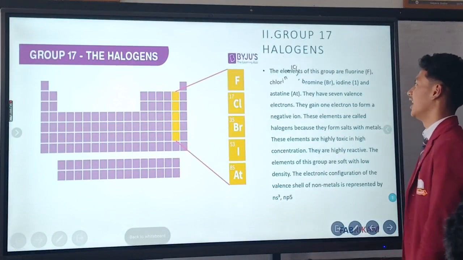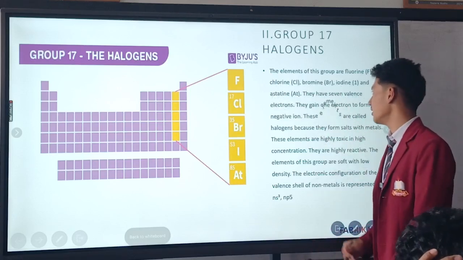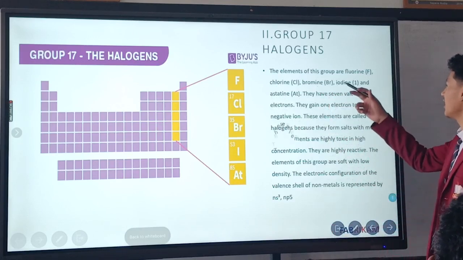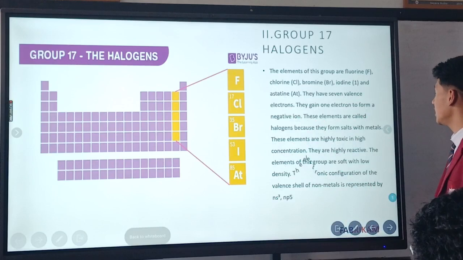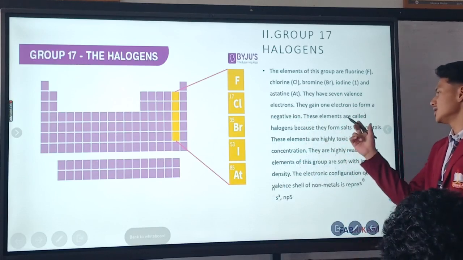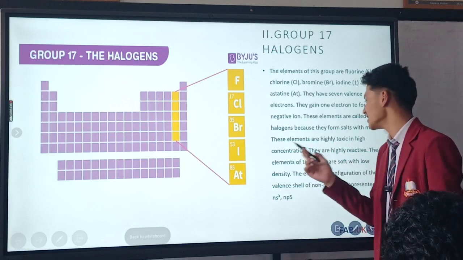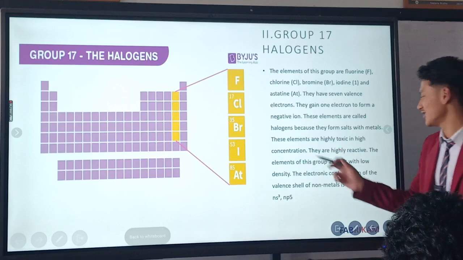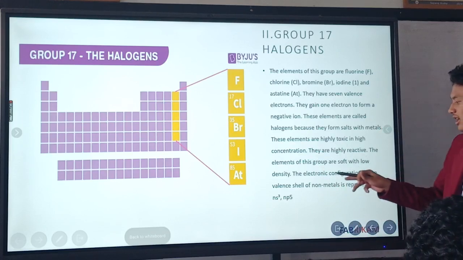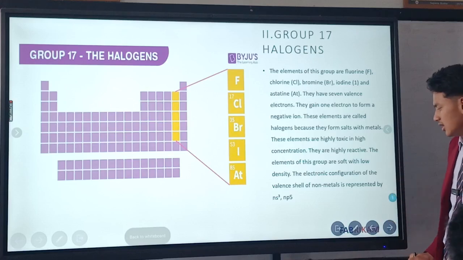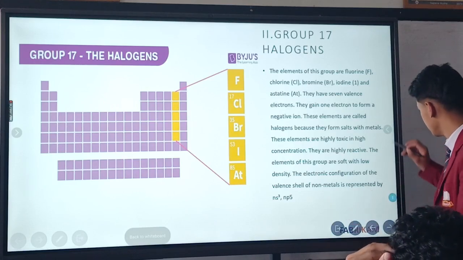Group 17, halogens. The elements of this group are fluorine, chlorine, bromine, iodine, and astatine. They have 7 valence electrons. They gain 1 electron to form a negative ion. These elements are called halogens because they form salts with metals. These elements are highly toxic in high concentration. They are highly reactive. The elements of this group are soft with low density. The electronic configuration of the valence shell of non-metals is represented by ns²np⁵.